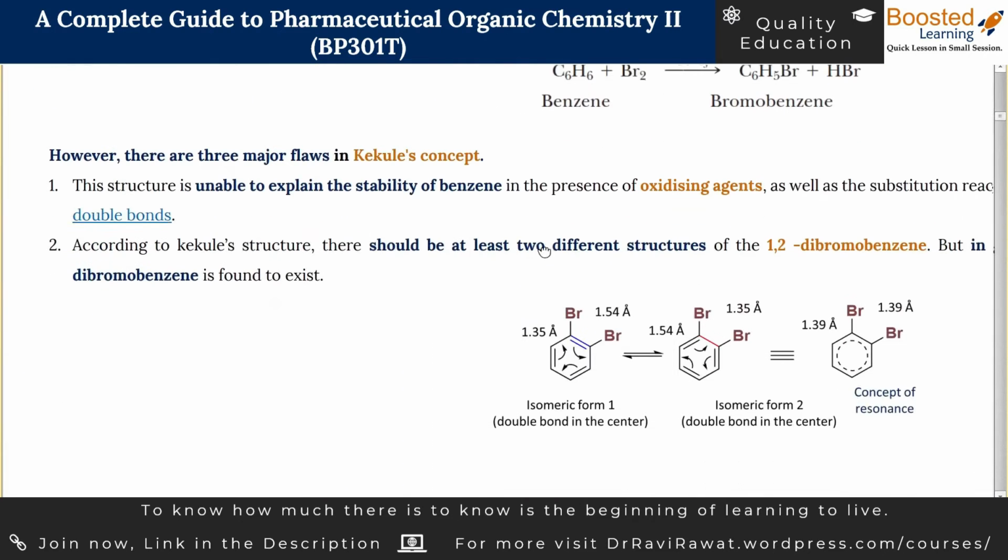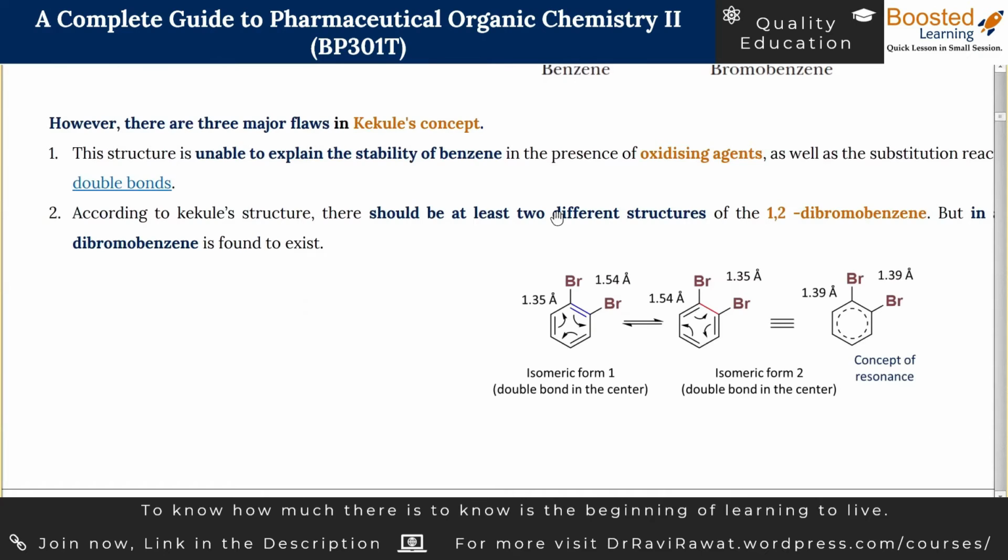But there were some flaws which were there in Kekule's model of benzene. Let us start to discuss them point by point. We are going to discuss 3 points actually in which the Kekule's model will fail.